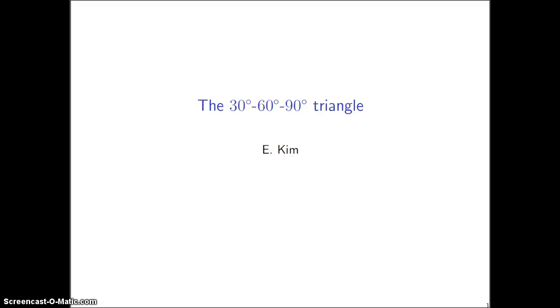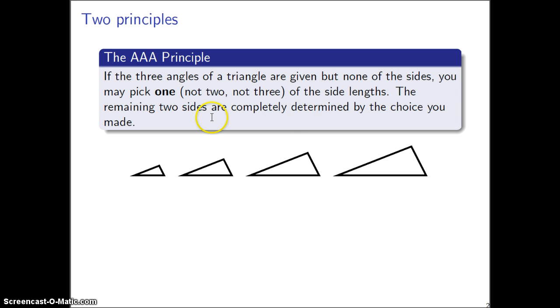In this video, we'll systematically go through figuring out the lengths of the sides of a 30-degree, 60-degree, 90-degree triangle. There are two principles that are going to be in play here, and they work like this. If the three angles of a triangle are given, but none of the sides, then you're allowed to pick one. The key thing is you can pick one, but not two and not all three side lengths of the triangle. So the remaining two sides, once you've picked one, are completely determined by the choice you made.